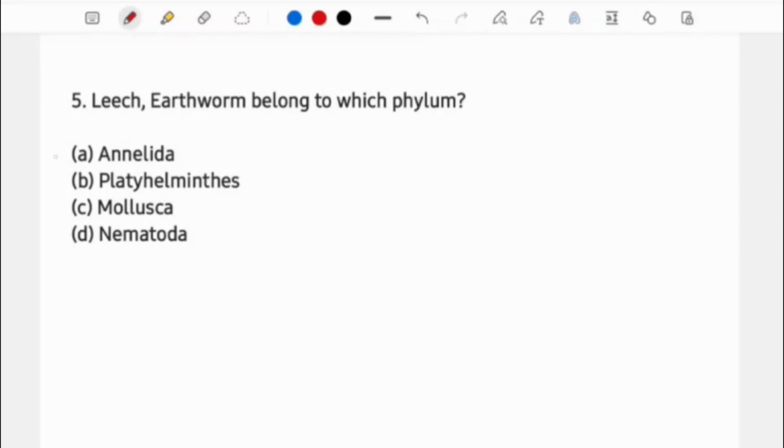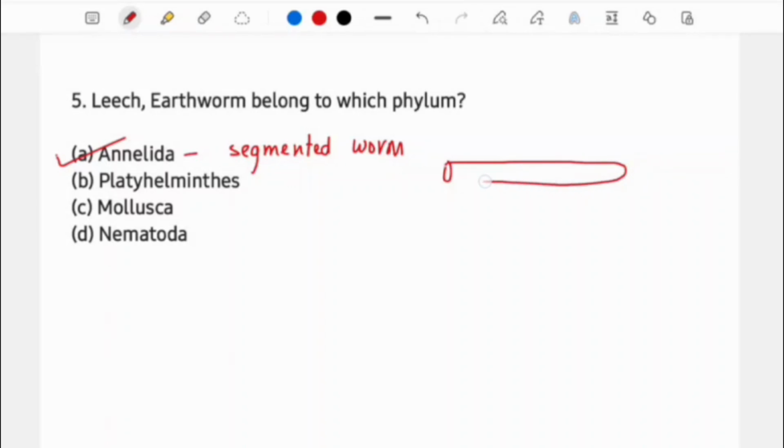ठीक, next question. Question is, leeches, earthworm belong to which phylum? And the correct option is option A, that is Annelida, that is they belong to segmented worms, because their body is segmented just like this. For example, their body has these segments known as metamers.